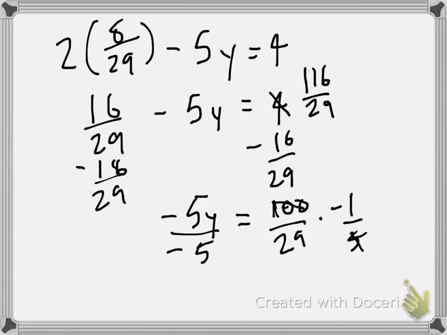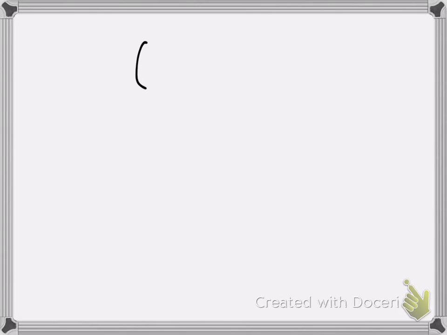And then that 5 goes into that 100 20 times. So I'll wind up with y equals -20/29. And that gives me the two pieces I need to put together to get my final ordered pair. My x was 8/29, and my y was -20/29, and that should be my solution to the system.